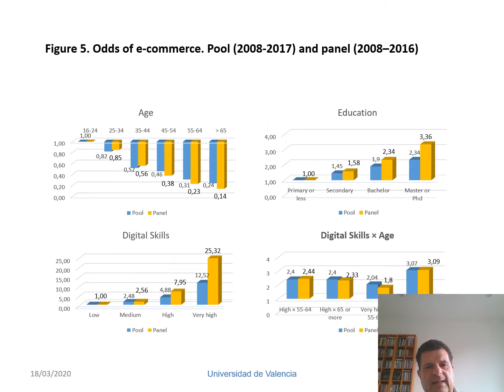Again, if you look at the other variables, for instance age, you see that the more age, the less effect it has on e-commerce. So older people do less e-commerce. Education is the same, but with the opposite sign. The people who are more educated tend to make more e-commerce. Then the digital skills is the same. The people that have more digital skills tend to do more e-commerce. And then there's an interaction that I'm not going to talk about today.